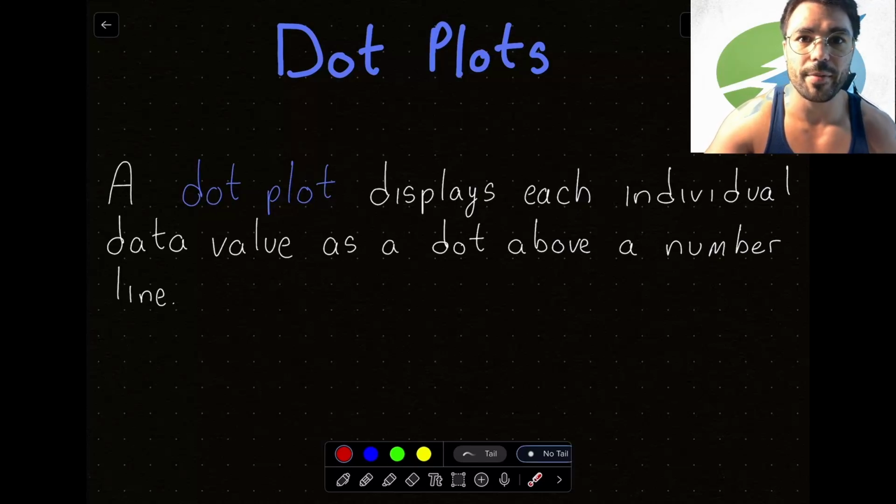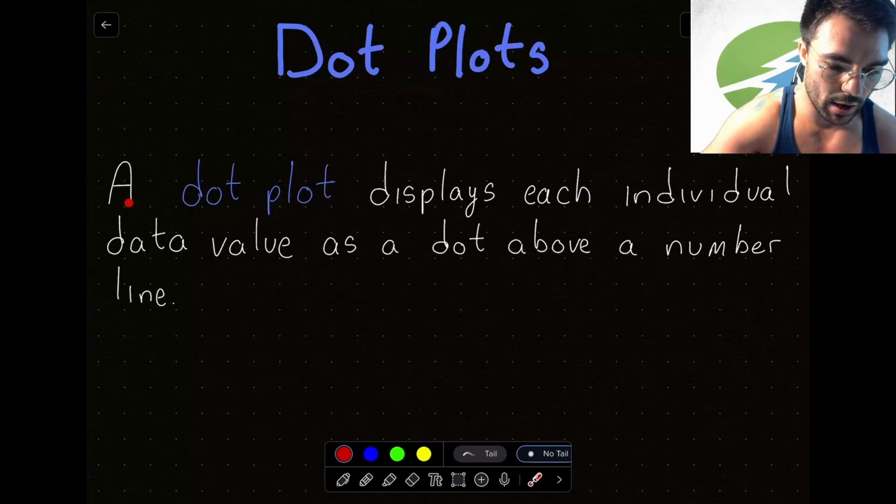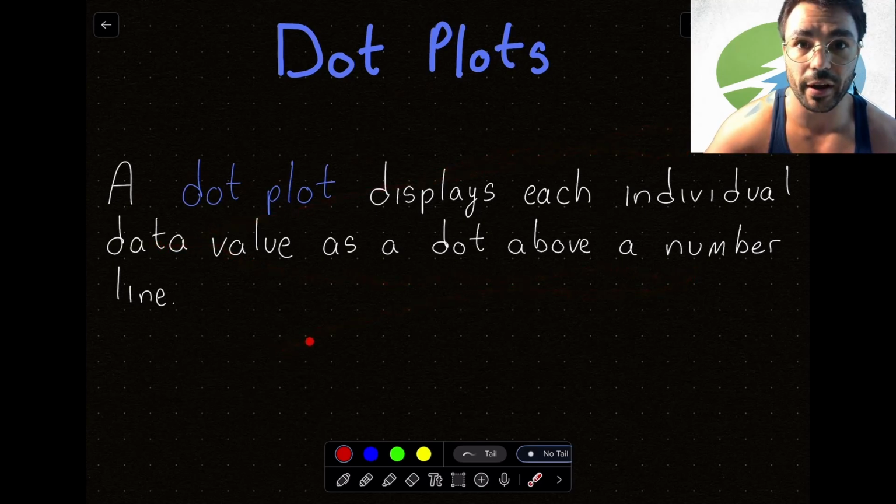And today we are talking about dot plots. A dot plot displays each individual data value as a dot above a number line. Super simple.